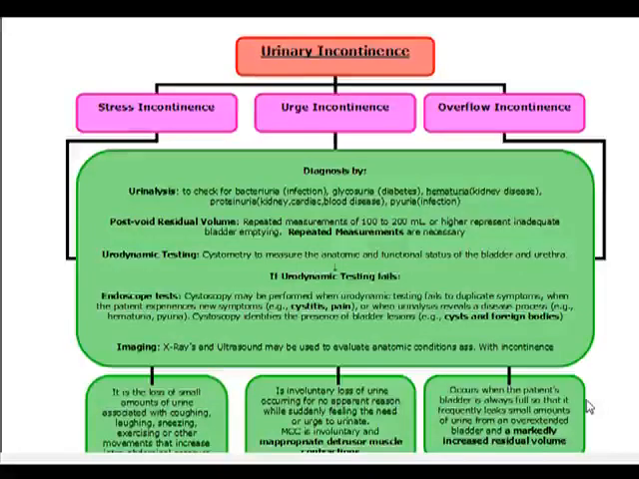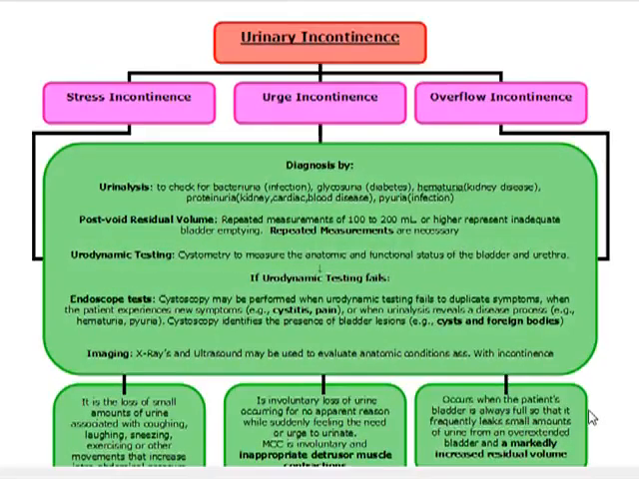So our next topic is urinary incontinence. The three most commonly tested on the exam are stress incontinence, urge incontinence, and overflow incontinence. All of these have different mechanisms, so we're going to go over the different ways to diagnose these, and we're going to discover the mechanisms and how to distinguish between these types of incontinence, because different things can cause incontinence.